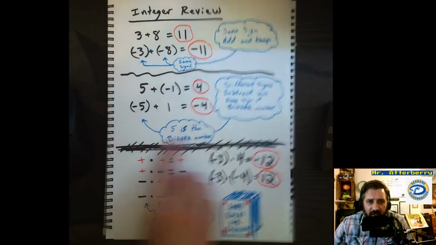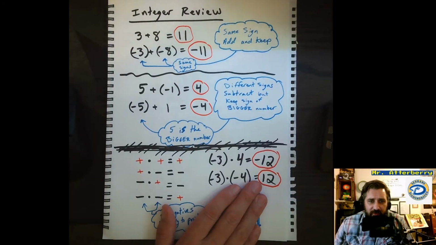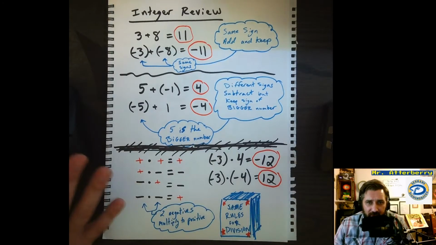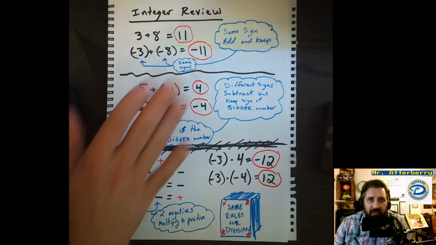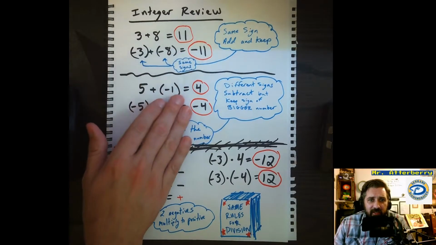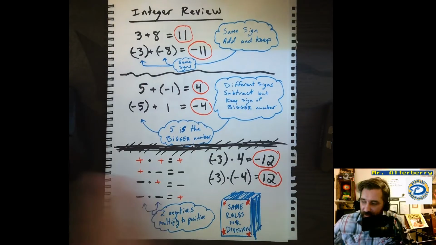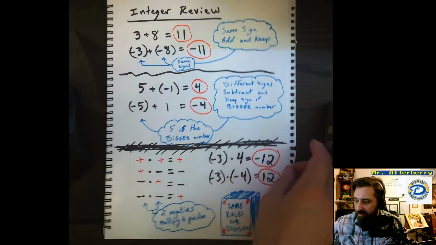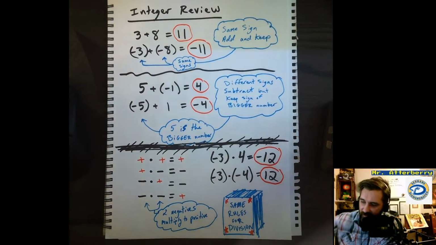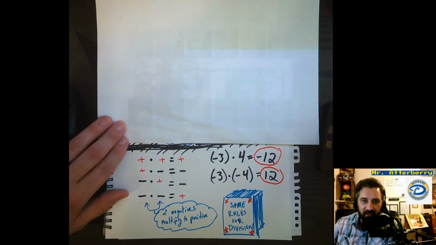These rules are different than these rules. Completely different rules. With adding, same signs, add and keep. Different signs, subtract. Keep the sign of the bigger number, then you'll be exact. But with multiplying and dividing, these are actually completely different concepts.